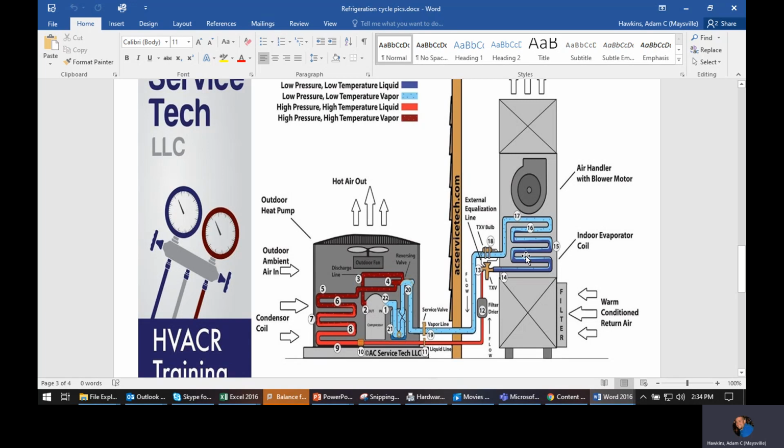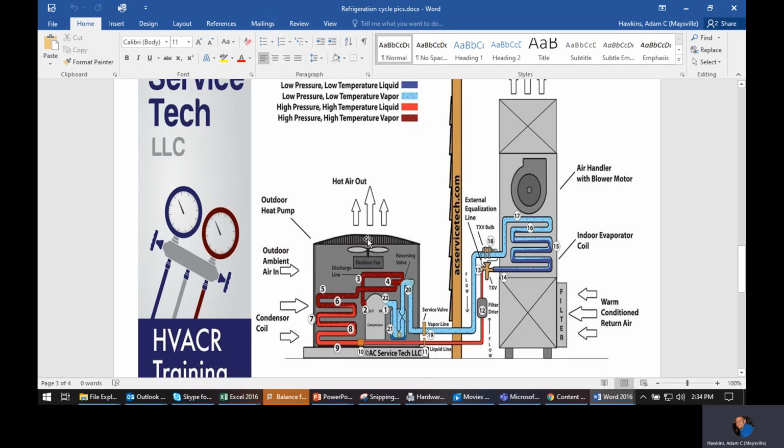All right, so that's kind of a review on how it should work. What happens if it doesn't? So what are some indications that maybe I've got an issue? So this lab, lab 6A, talks about airflow. So what would happen if I lost a fan outside? So my fan stops running. Is that going to affect superheat or subcooling or both?